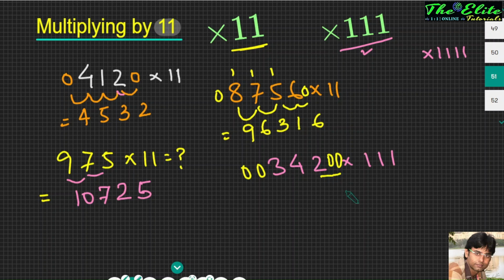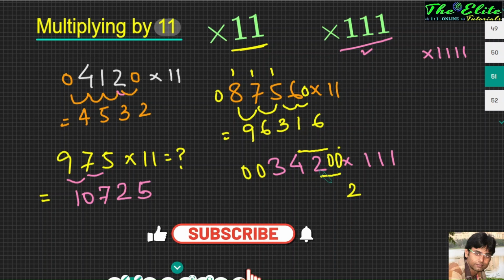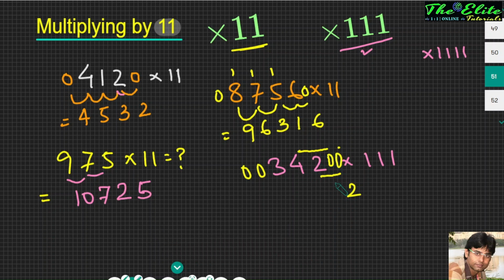So 0 plus 0 plus 2 makes it what? 2. Now, we started from this, so we will now start from this and make the pair of 3. So this is going to be 0, so 0 plus 2 plus 4 is 6. Nothing is carried over from the previous number, so it will be 6 only.